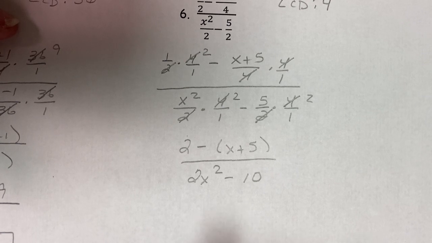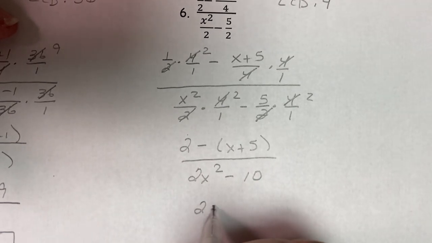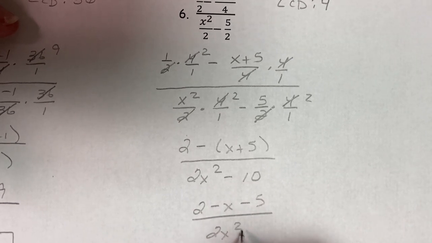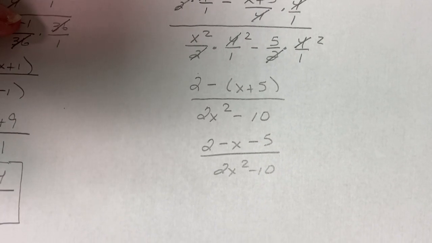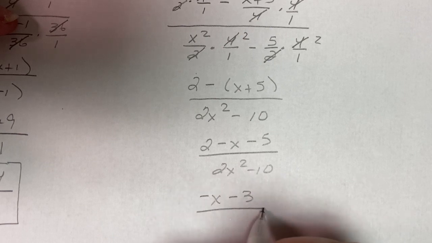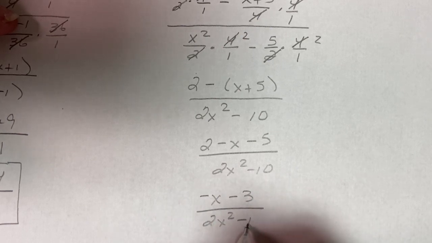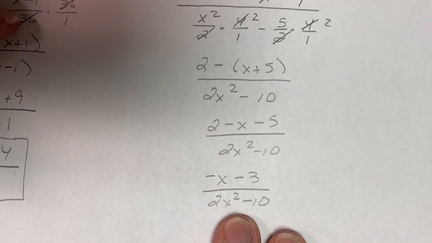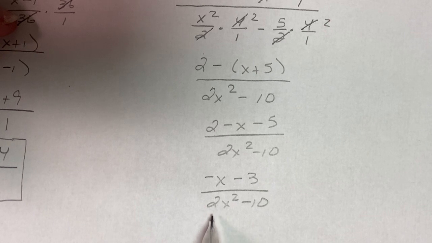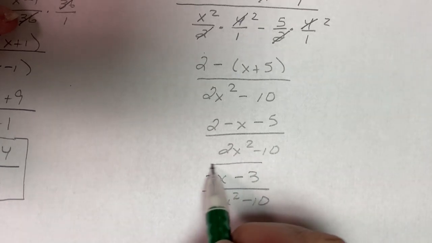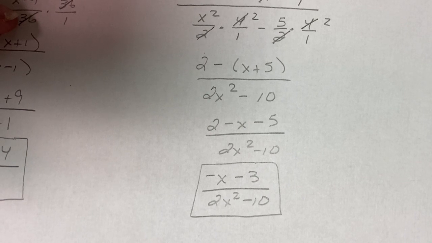All right, so now we're going to have to go ahead and distribute the negative. So it's going to be 2 minus x minus 5 over 2x squared minus 10. Combining like terms, we're going to get negative x, and 2 minus 5 is negative 3, over 2x squared minus 10. Now the question is, will this simplify at all? Well, I could factor a 2 out of the bottom, but will that give me anything I could cancel from the top? No. That's your final answer.